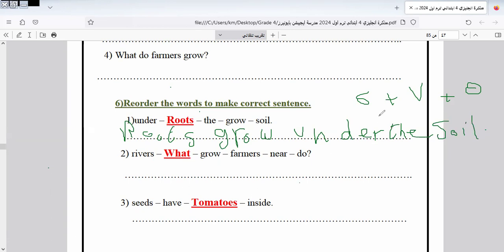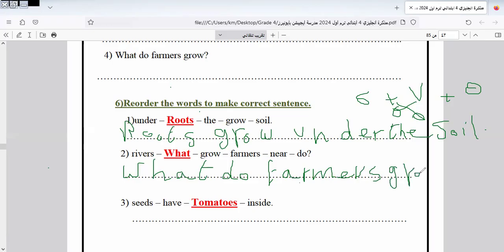Here we have the question. As we know from before, we replace the subject with a question word. Let's do it together. What do farmers grow? What do farmers grow near rivers? And I put what at the end of the sentence? I put a question mark at the end of the sentence.